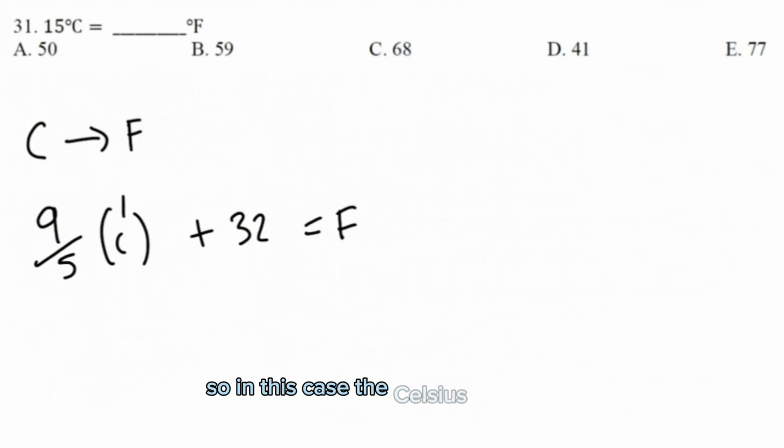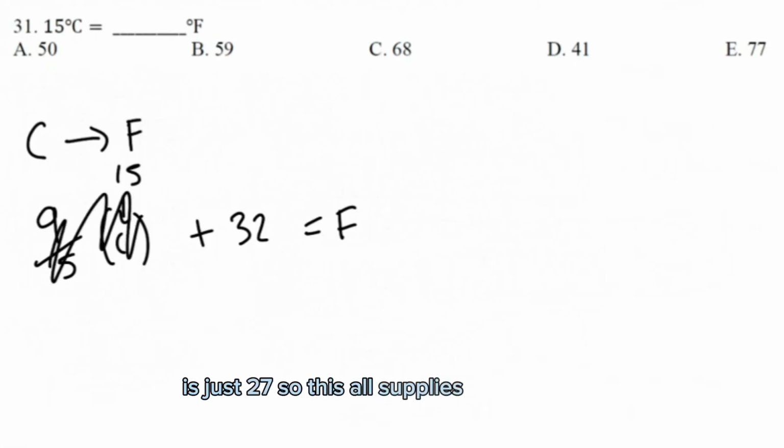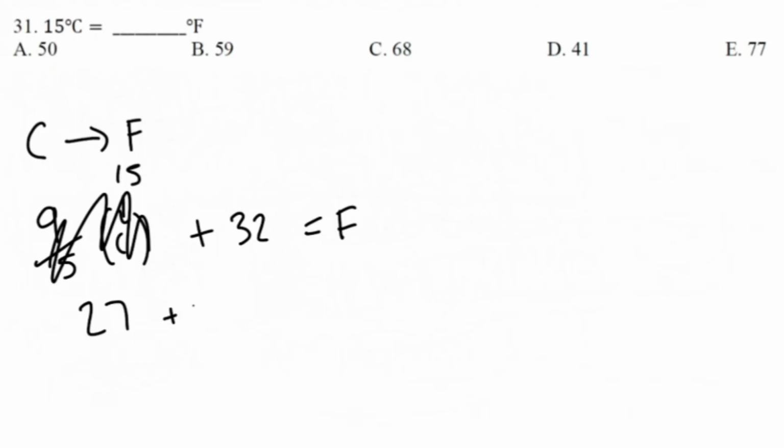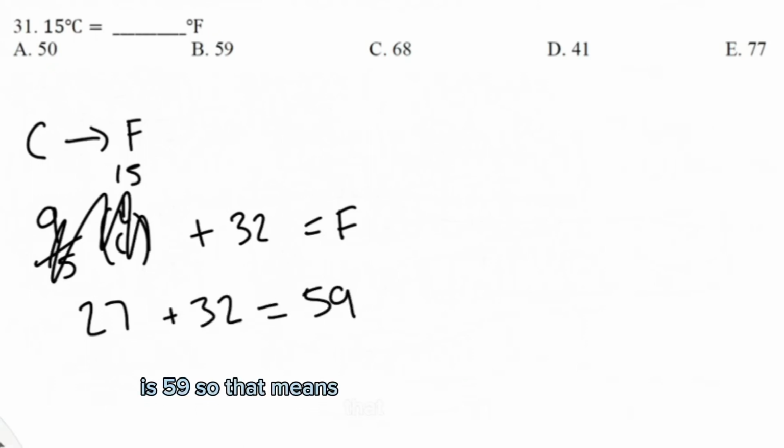In this case, the Celsius value is 15. So 9/5 of 15 is just 27. So this all simplifies to 27 plus 32, which is 59. That means that 15 degrees Celsius is just 59 degrees Fahrenheit. And that's your answer.